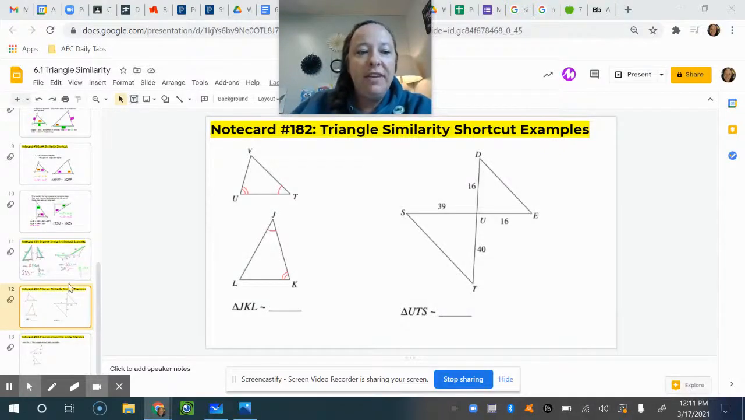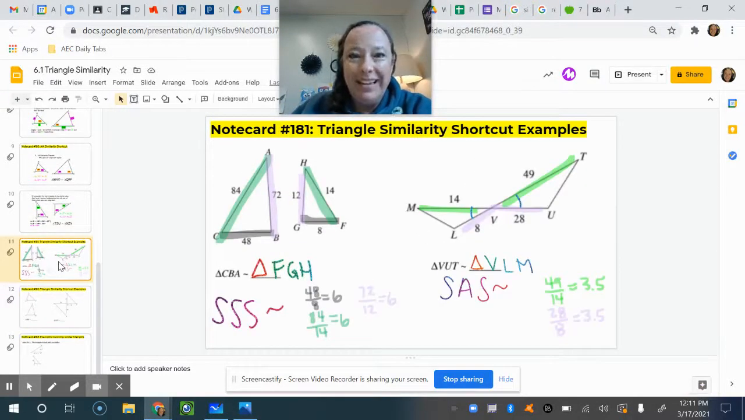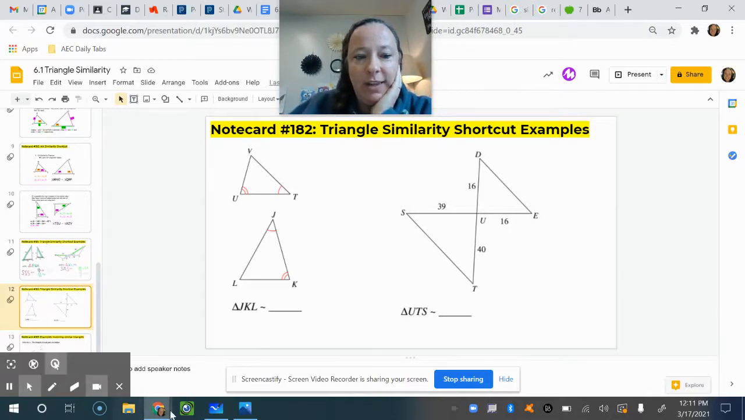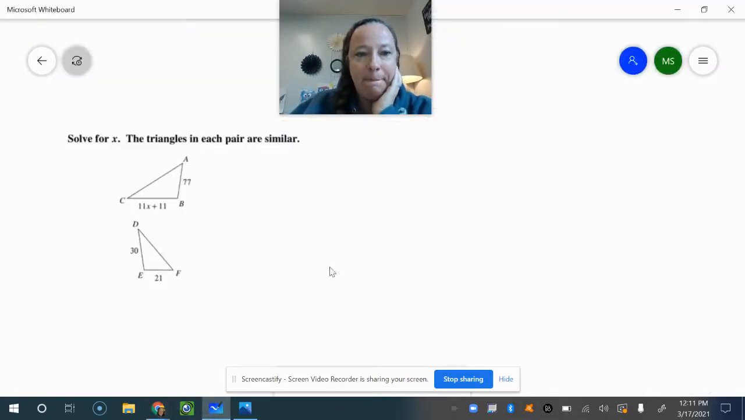Okay, we just finished up note card 181 and looked at those two examples, and now I've got note card 182 where we need to do the same type of thing. So let's figure out if there's a similarity shortcut that works for these.